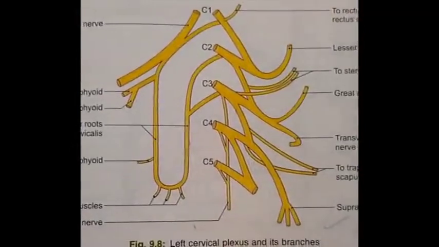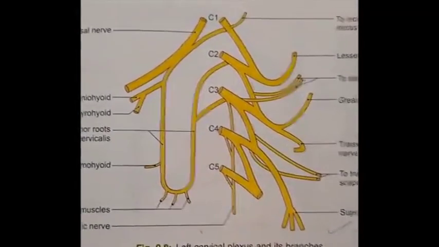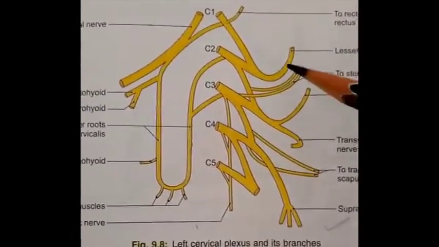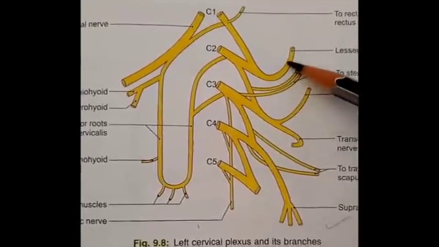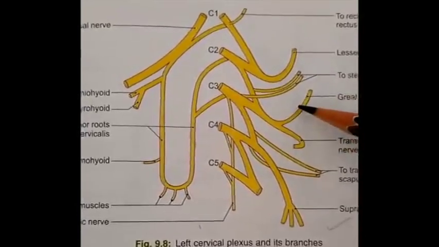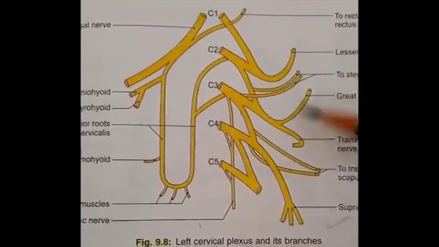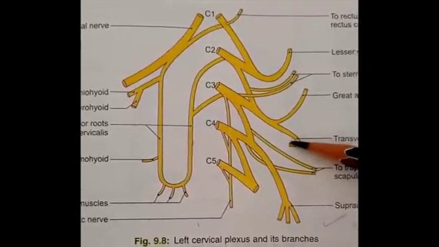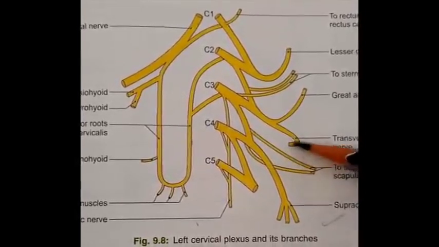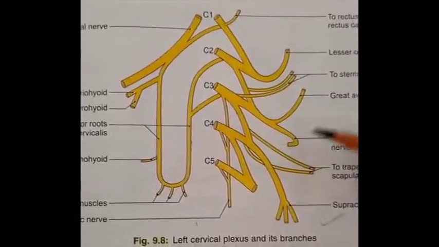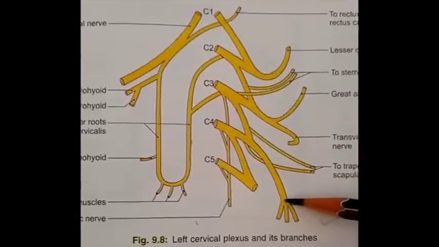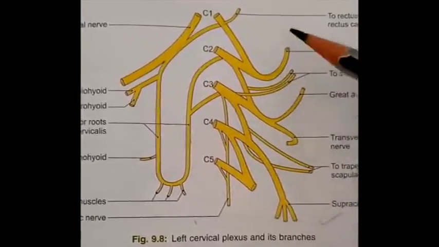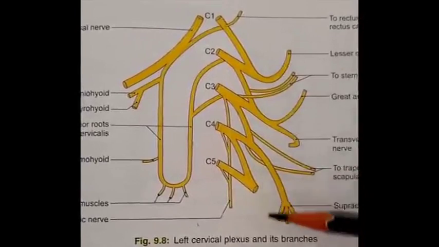Branches of the cervical plexus. First of all, superficial branches or cutaneous branches which supply the skin. These are lesser occipital nerve, next is great auricular nerve, next nerve is transverse cutaneous nerve of neck, also known as transverse cervical nerve, and supraclavicular nerve. All these nerves are cutaneous nerves and they supply the skin of side of neck.